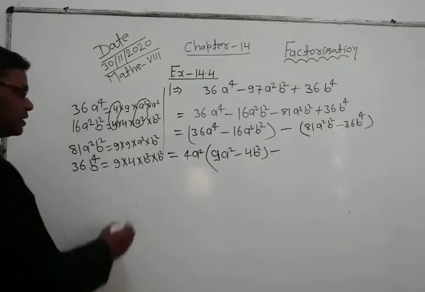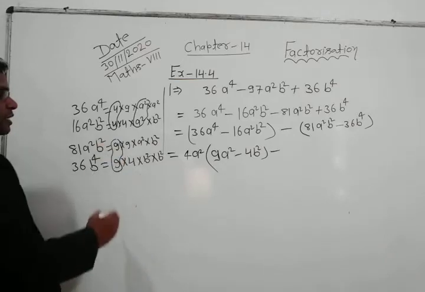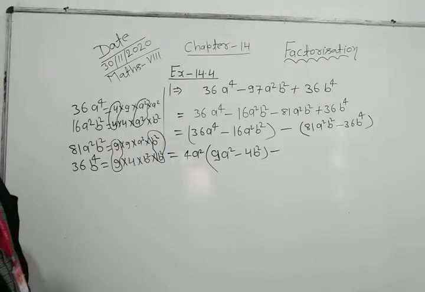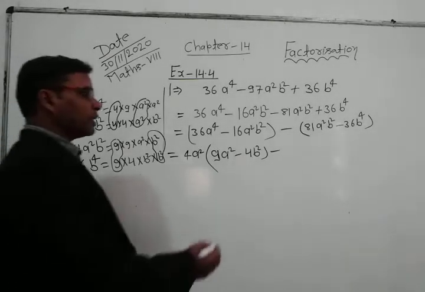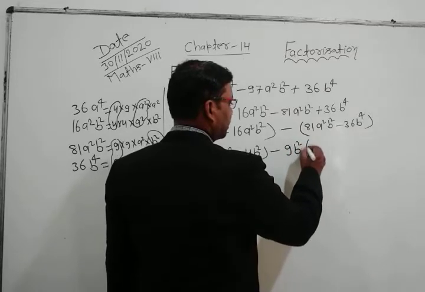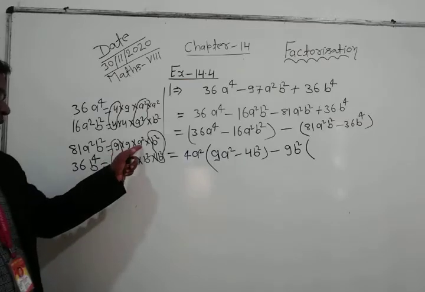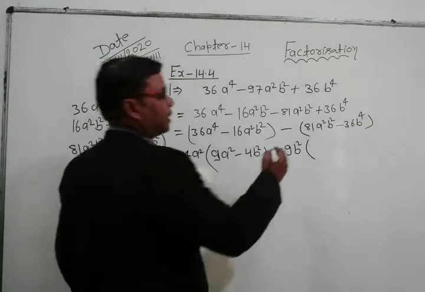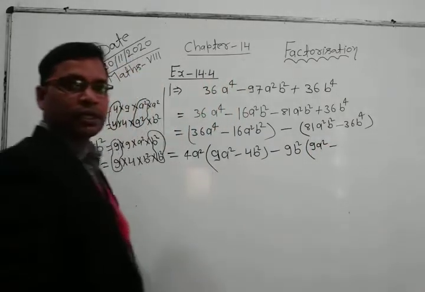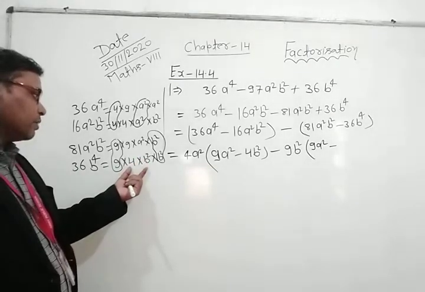Clear? So in both these terms, what is common? Common is 9 and b^2. Clear? So if you take 9b^2 common in the second group, then in the first term we have 9a^2 minus, and in the last term we have 4b^2.